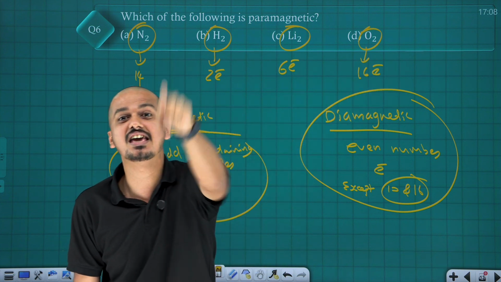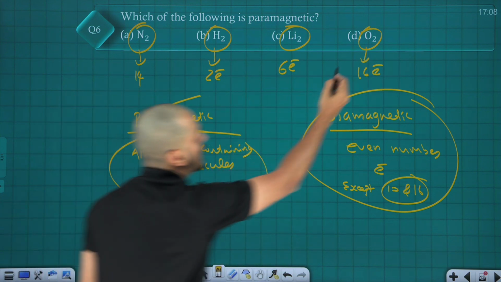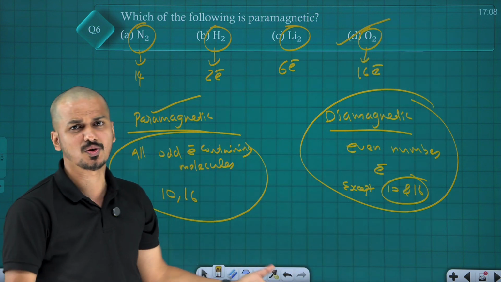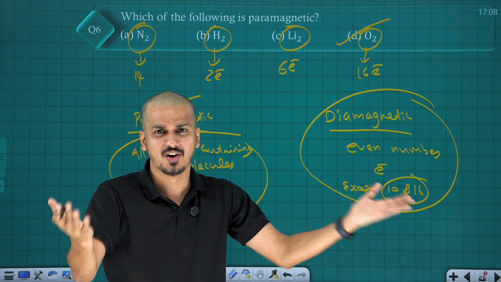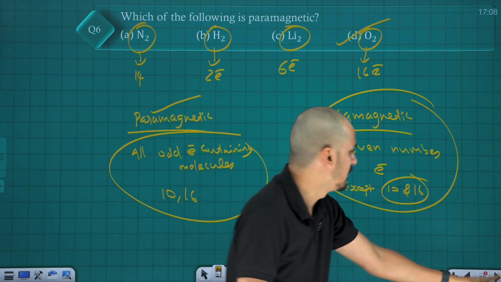16 is even, though it is what? Paramagnetic. So our answer is D. No need to solve it, no need to write sigma 1s2, sigma star 1s2, sigma star 2s2. No need. Okay guys, ready? Yeah, we got it. We can go to the next question.